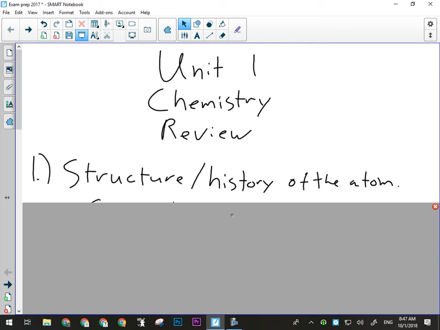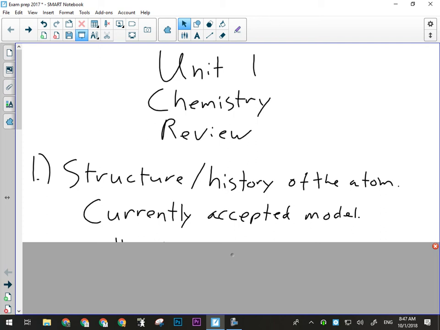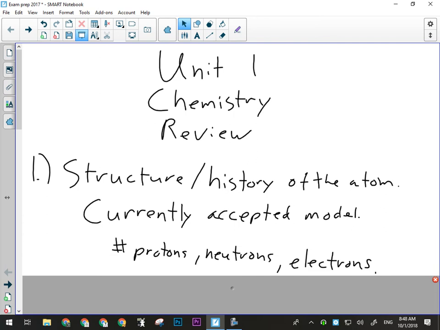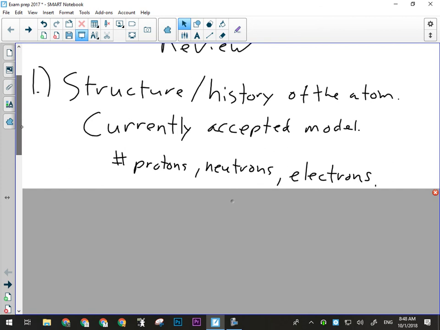I expect to see, first, the proper model, the currently accepted one. And I expect to see the 3 particles in the proper places. And I expect to see them in the proper numbers. Right number of neutrons, right number of electrons, right number of protons. Okay, 5 marks. Make sure you're ready for that one. So we want the currently accepted model, number of protons, neutrons, and electrons. And obviously they need to all be in the right place. That's part of the currently accepted model.